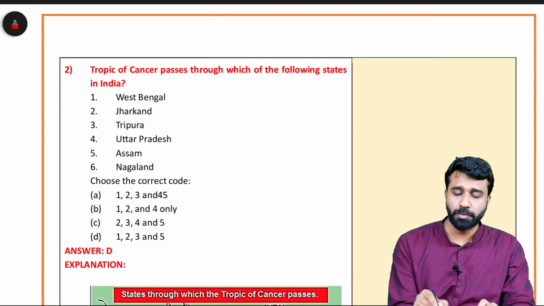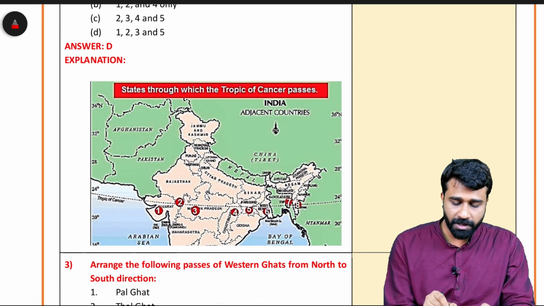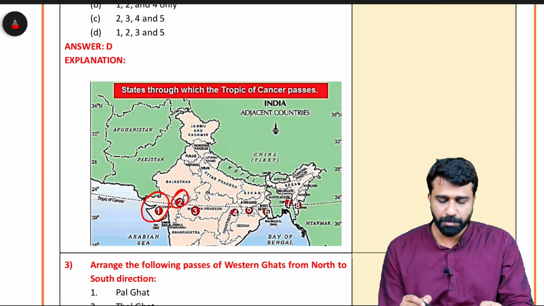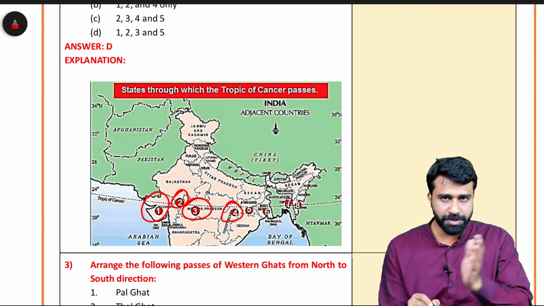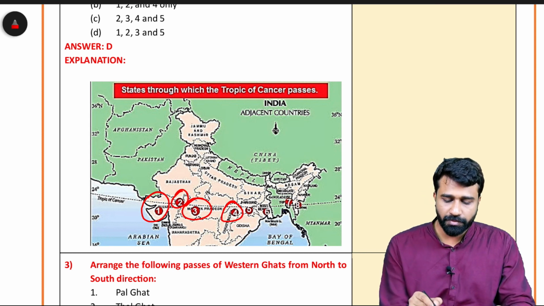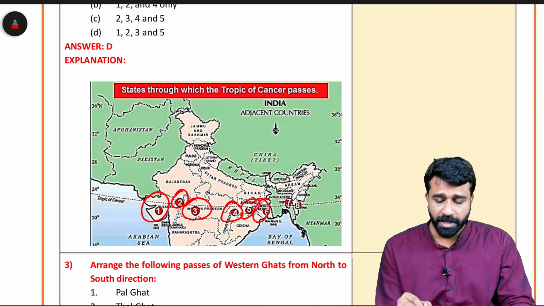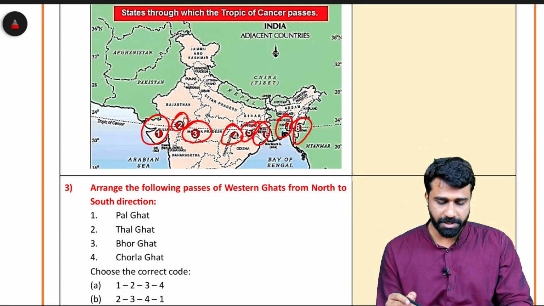The Tropic of Cancer passes through which of the following states? It passes through 8 states. It is Gujarat. The second state is Rajasthan, just the southern tip of Rajasthan it passes through, and Madhya Pradesh. Third state and fourth state chronologically from west to east. I am telling you, you have to remember the chronological order from west to east or east to west. And fourth is Chhattisgarh, fifth is Jharkhand, sixth is West Bengal, seventh is Tripura, and eighth is Mizoram. Okay, this is the chronological order from west to east.